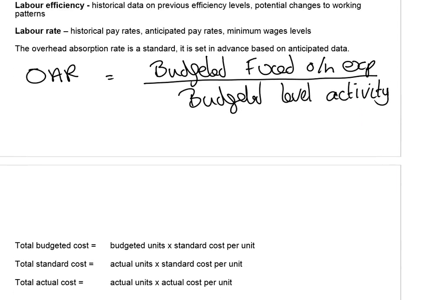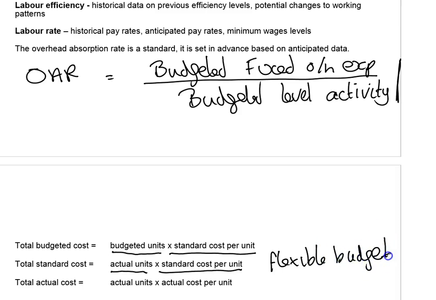Before we go any further, I do want to mention some terminology. The idea of budgeted, we've been talking up here about the budgeted fixed overhead expenditure. When we talk about total budgeted cost, we're very much talking about our budgeted units and our standard cost per unit. We will see that in a few minutes. If we talk about the total standard cost, that will be our actual units and our standard cost per unit. We used that in our flexible budget. And then obviously the third element, actual units and actual cost per unit.